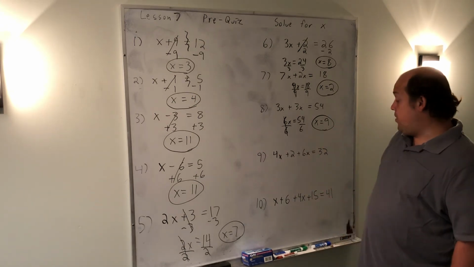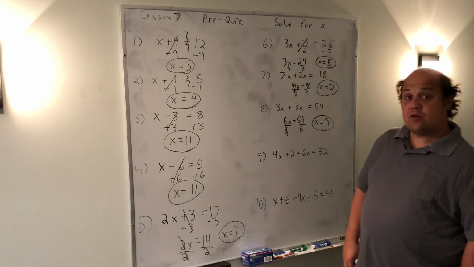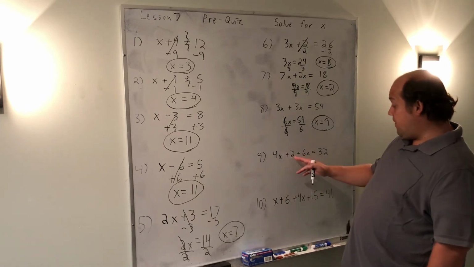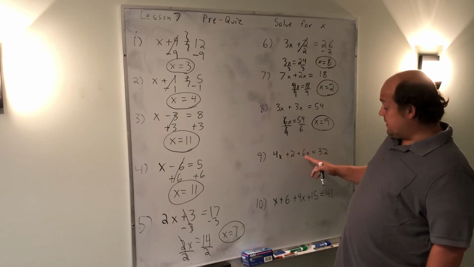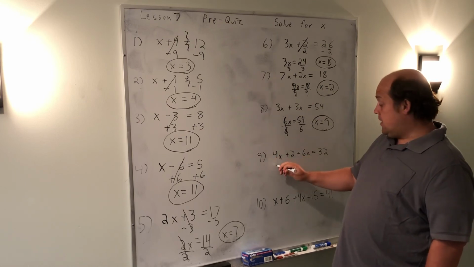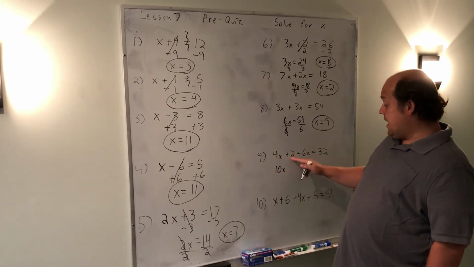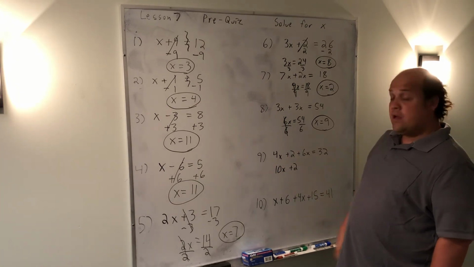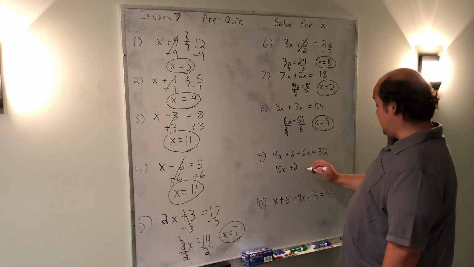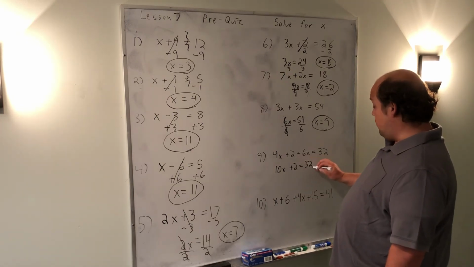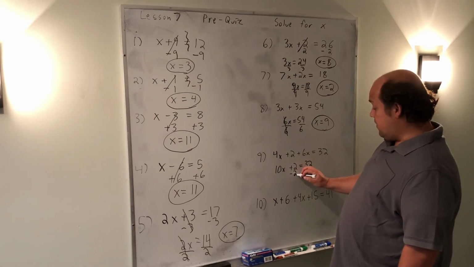For problem number 9, I do have to combine the like terms like I did before, but I also have one unlike term that can't be combined. So I'm going to take this 4x and this 6x and combine them. That's going to give me a total of 10x. I still need this plus 2 because that plus 2 doesn't have an x with it and can't be combined with the things with x's. What I can do with that plus 2 is move it to the other side with a minus 2.